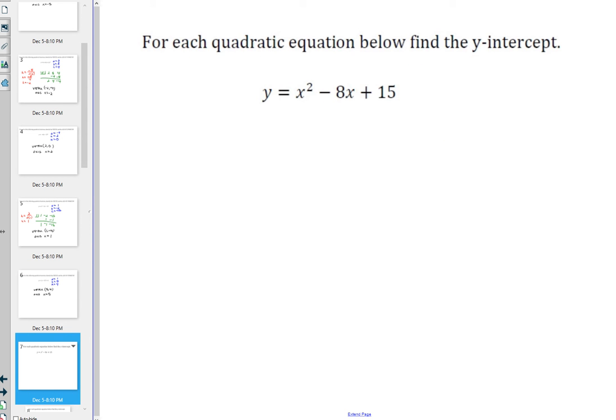All right, now we're starting to change things up. Now we're being asked for the y-intercept. Very good. The beautiful thing about this is that since we're in standard form, the y-intercept, as Elsie said, is just C.